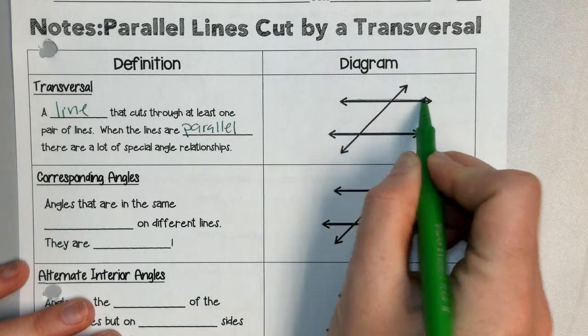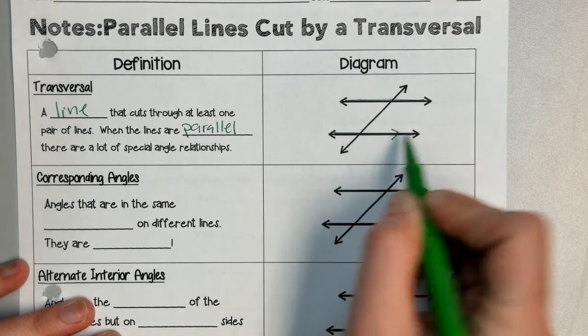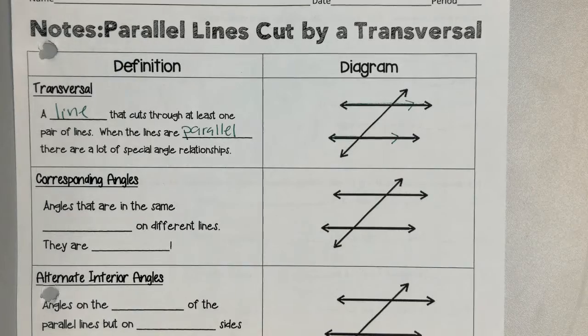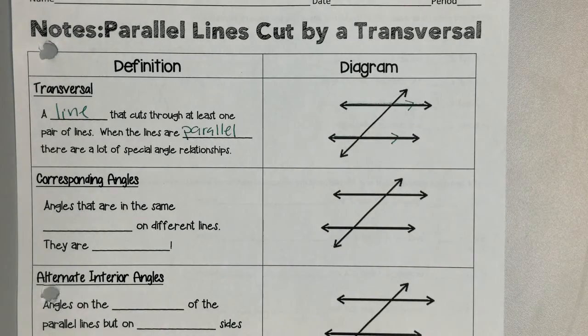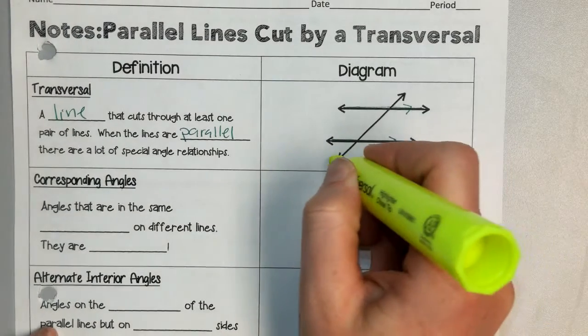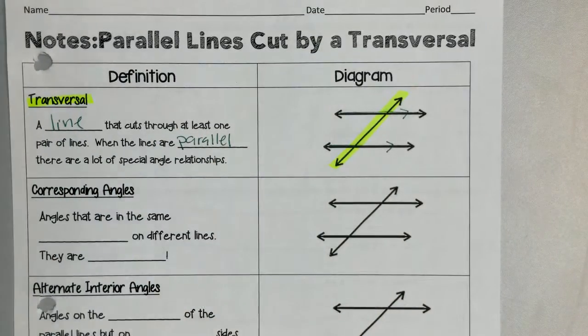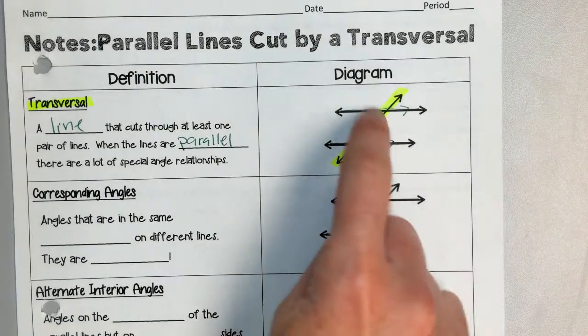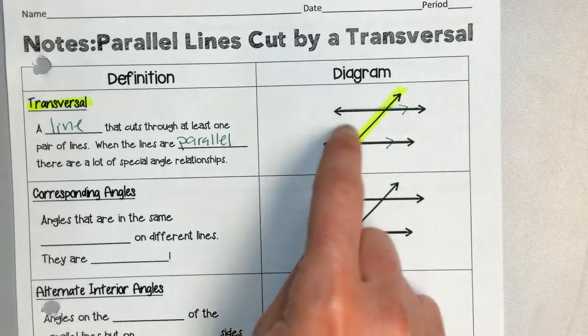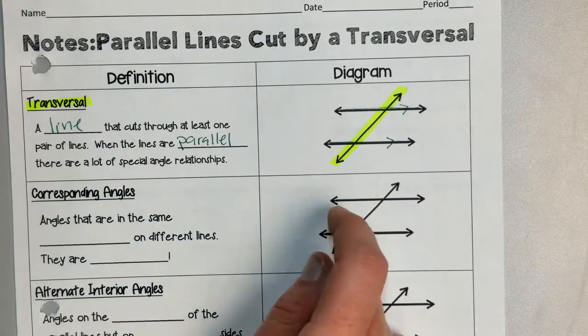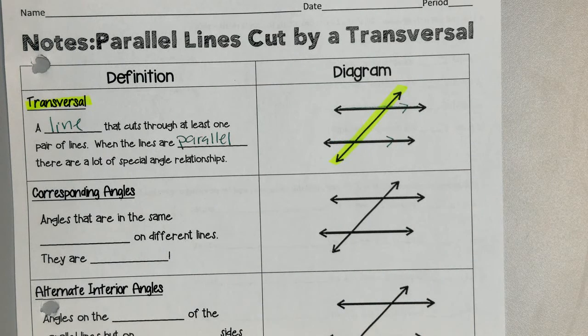So this is a pair of parallel lines. They will never intersect. And this line that cuts through them is a transversal. So this transversal makes it so that all the angles up here are copied exactly down below. So there are going to be a lot of angles that match up or have the same measurement, and we have different names for those.